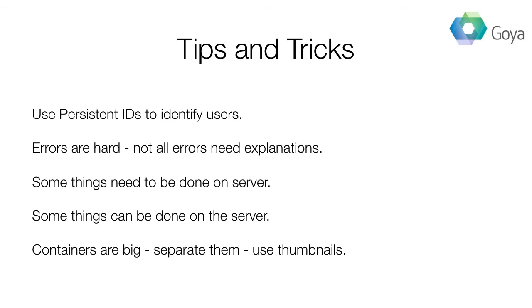Some things can be done on the server. Like I mentioned, generating PDFs. Think about what you could offload. Lastly, containers are big. Images are a massive amount of data. So compare that 2-minute sync to a 50-minute sync when you're just adding images into it, and there's tens of thousands of records in that. So containers are big. Separate them, push them out to their own table, use thumbnails where you can, and load them dynamically.